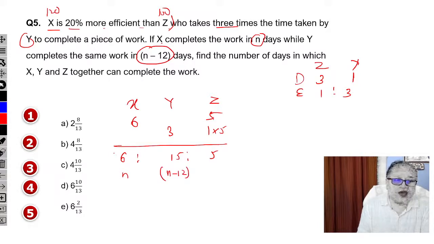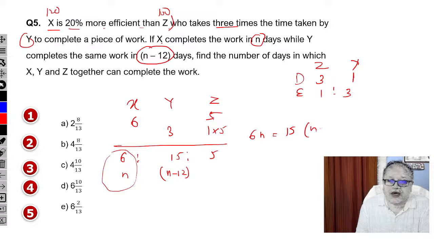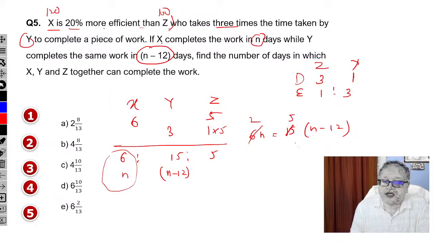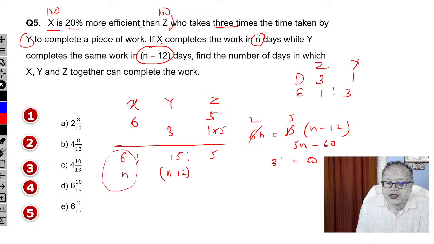Days into efficiency is the work. So we know that 6n is equal to 15 times (n minus 12). Let's cancel this by 3: 2 times, and 5 times. Then this is 2n equals 5(n minus 12), so 5n minus 60. I notice that 3n is equal to 60, therefore n is equal to 20. n is equal to 20, my friend.